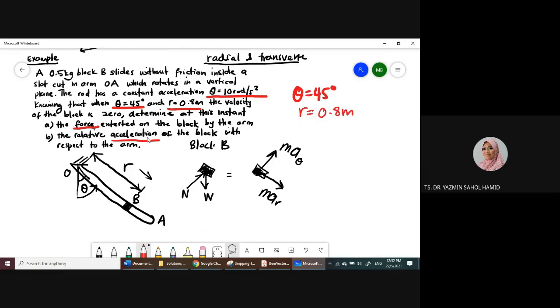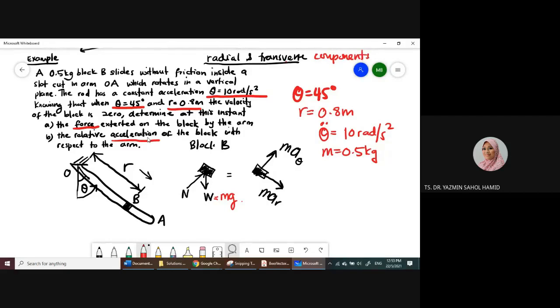You are given acceleration, theta double dot. When it's acceleration, don't forget it's theta double dot, 10 radian per second squared. If it's velocity, it will just be theta dot. And then you are given the mass equals 0.5 kg. Those are the information that you're given. And you must know W is mg.